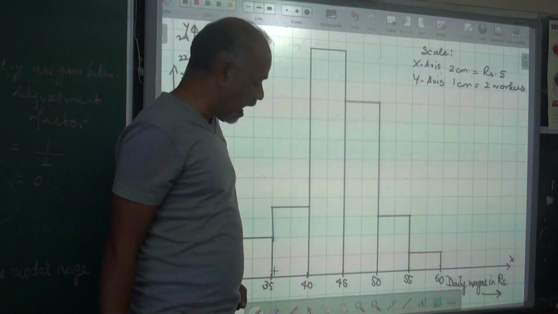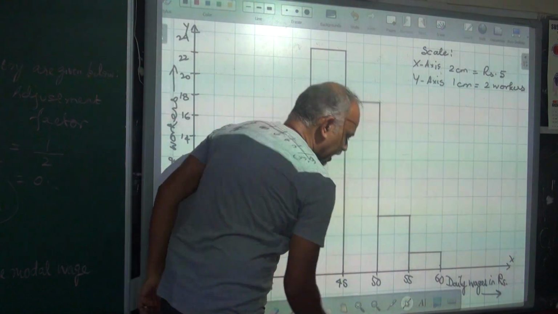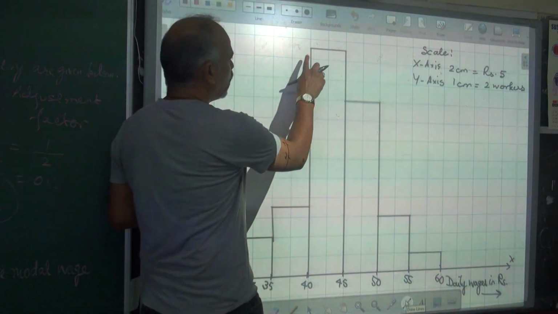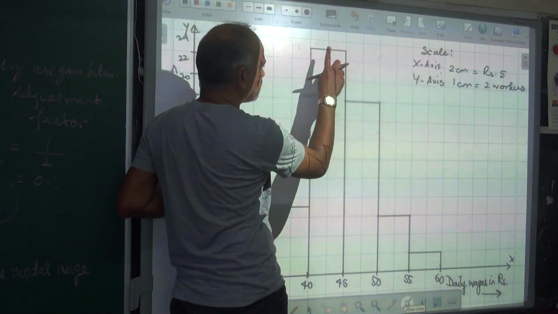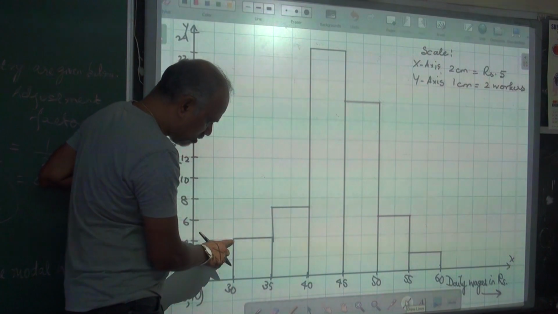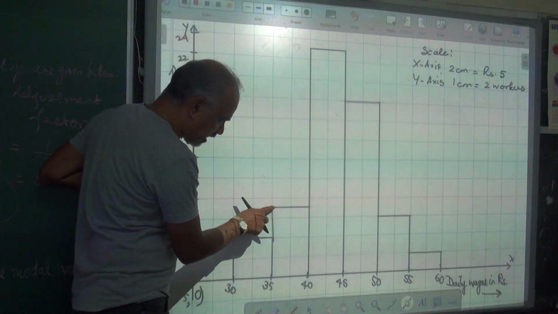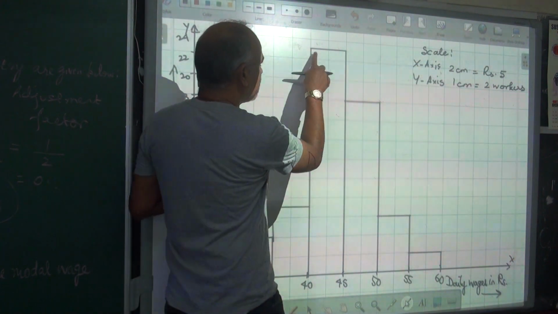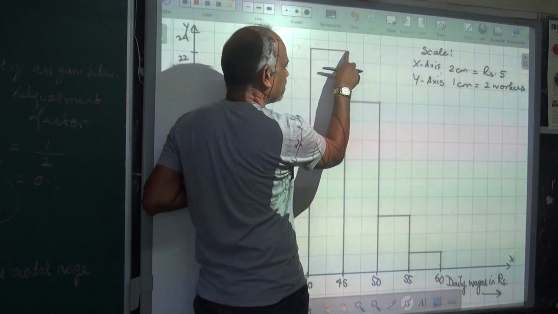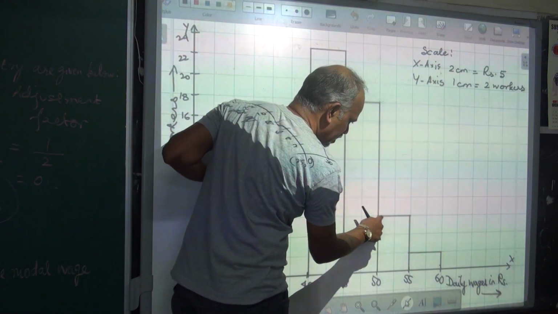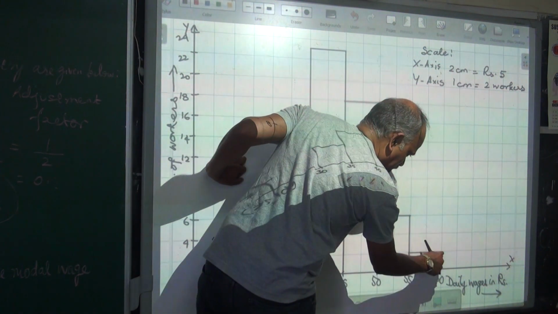All that you have to do now is you have to join the lower limit of the highest bar. See this. For every bar, there is a lower limit and an upper limit. This is the lower limit, this is the upper limit. For the second one, this is the lower limit, this is the upper limit. For the third one, the same. And for the next one, lower limit, upper limit. And for the last one, lower limit and upper limit.